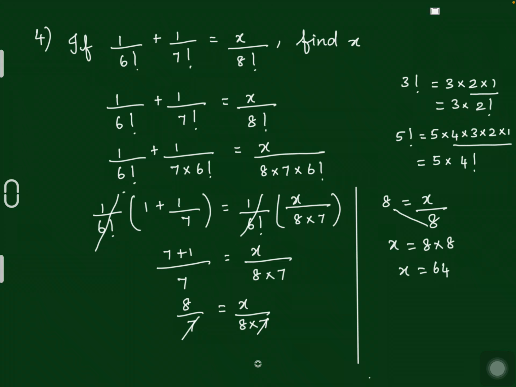So 1 by 6 factorial on left and right gets cancelled. Then I took LCM for the left hand side. So I got 8 by 7 is equal to x by 8 into 7. 7 in the denominator both gets cancelled. So x is equal to 8 into 8, that is 64. So what is the value of x? We found it as x is equal to 64. Hope it's clear, children.